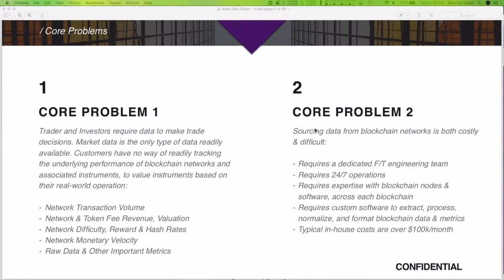So we help solve that problem by actually sourcing and providing this kind of data. The other problem is that this data is not easy to obtain. It's both costly and difficult for customers. In fact, the in-house cost of your average crypto or quant firm trying to source this data themselves is quite substantial. It could easily top $100,000 a month in terms of hosting fees, engineering teams, staffing fees, and operational fees. These blockchain networks all run 24 hours a day, 7 days a week with no holiday.